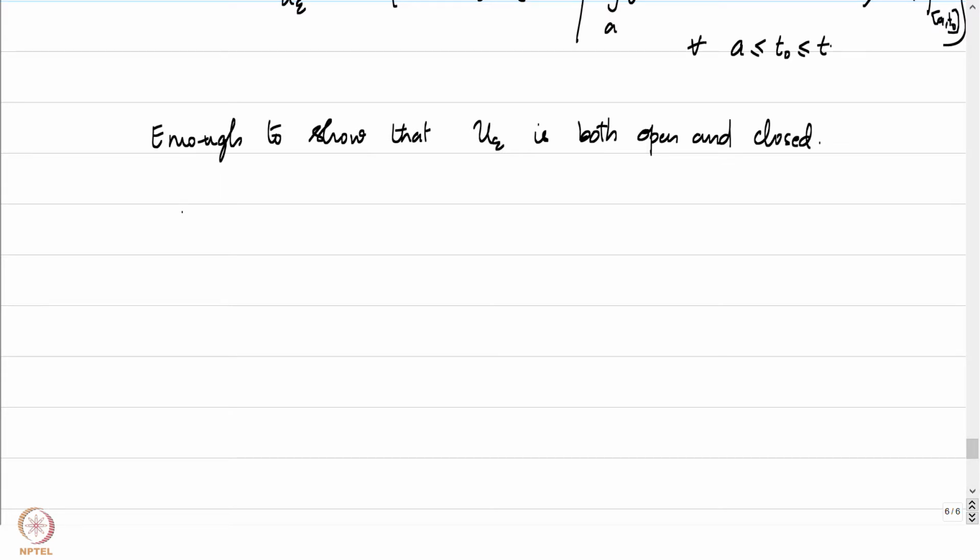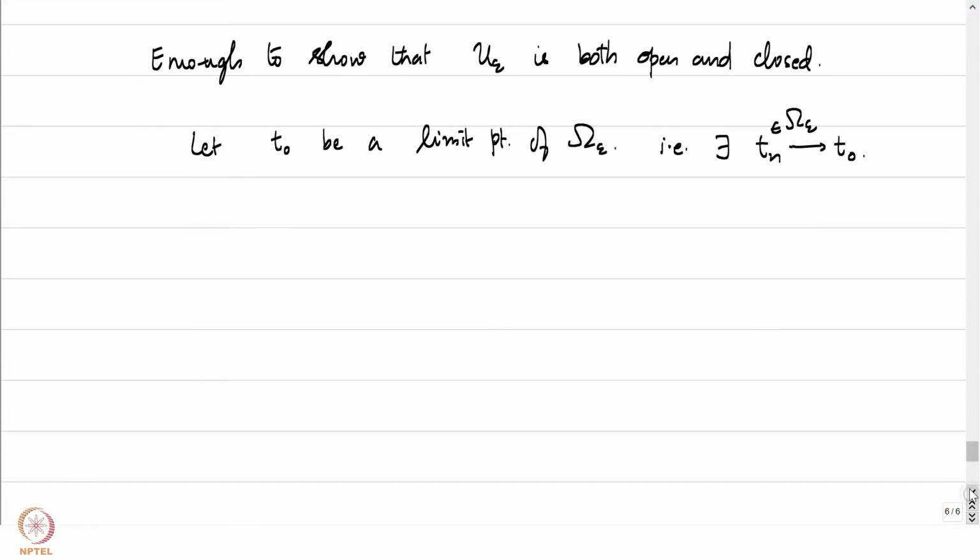Let's prove that it is closed. So let t0 be a limit point of U epsilon. That means there exists Tn converging to t0, where Tn are elements in U epsilon. So the first observation is that if Tn is greater than t0, then we are done. Then t0 is automatically in U epsilon, because if T is in U epsilon, all T prime less than or equal to T will also be in U epsilon. That is how the definition of U epsilon is. And because of that, we may assume that Tn is a sequence converging up to t0 from below.